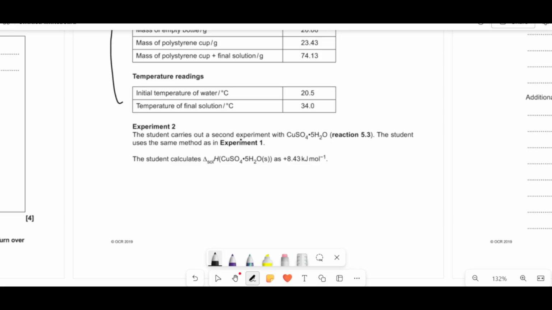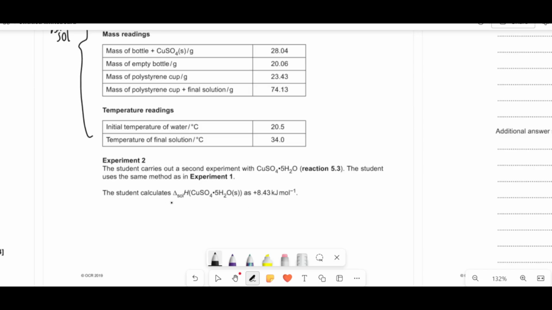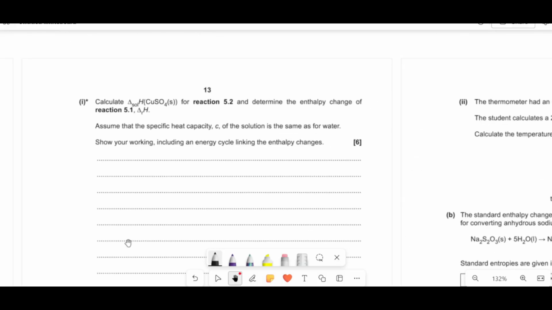In experiment 2, the student carries out a second experiment with this. The student uses the same method as experiment 1, and they get the enthalpy of solution to be this. So if you have a look at reaction 5.3, what did they do? They got CuSO4 with water of crystallization, and then they got the enthalpy of solution of this, and they ended up getting this value. So the best thing to do is collect all the information you know first before we dive into doing anything wild. Because what it's trying to do is work out the enthalpy of solution for this, and then eventually find the enthalpy change of reaction.